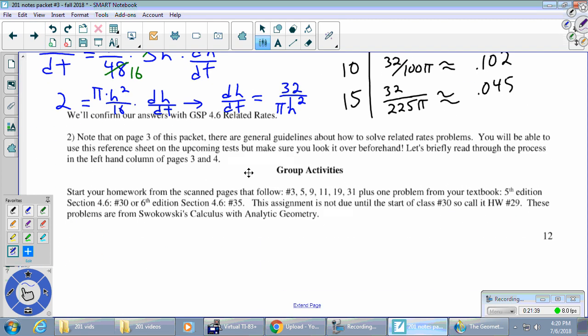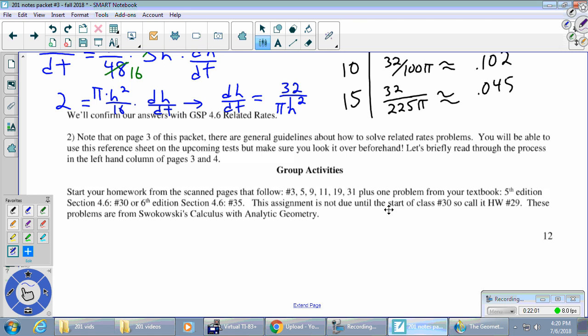Okay, the activities are actually just your homework, which is going to be from some scanned pages that follow. They're scanned from this particular calculus book, so I don't think you own that one. So you're doing these 6 particular problems from the scanned stuff on the next few pages, and then one problem from your textbook, a different problem depending on whether you have the 5th or 6th edition.